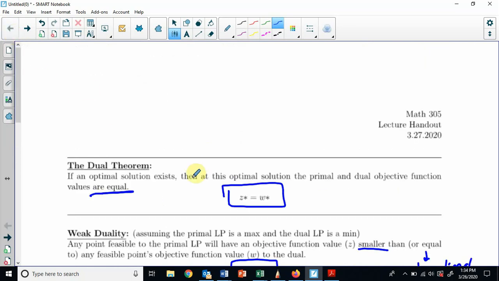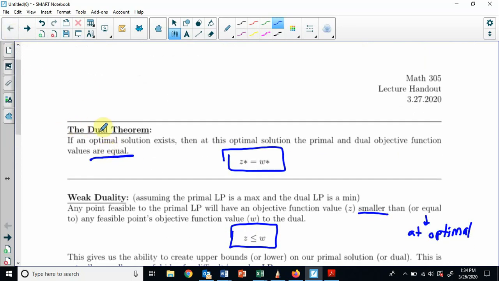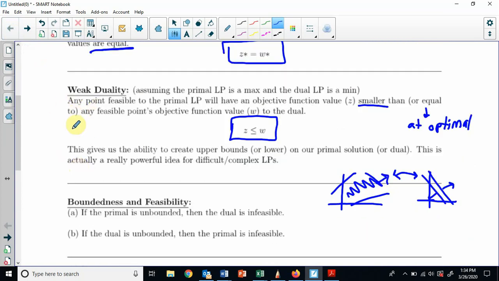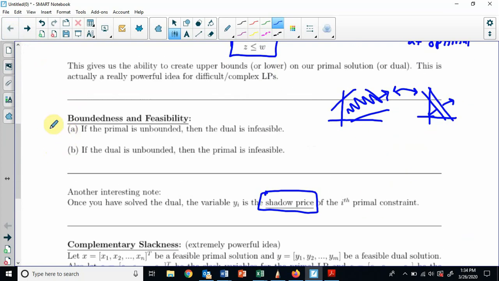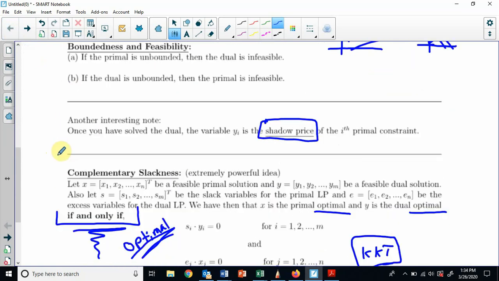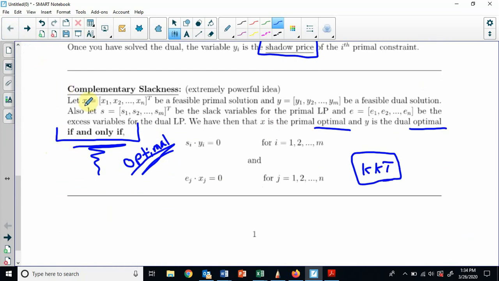All right? And all these other relationships on the handout are very powerful to use along with this. Being able to create upper and lower bounds, understanding boundedness and feasibility, these are types of questions I may add as short answer questions. But complementary slackness is extremely powerful. So I think that's all I want to cover today. So we'll stop right here.